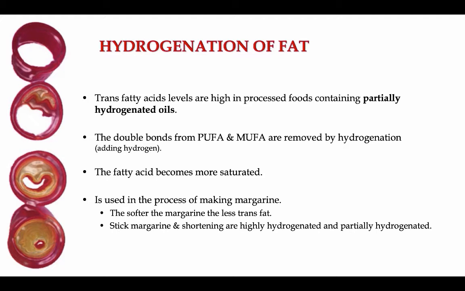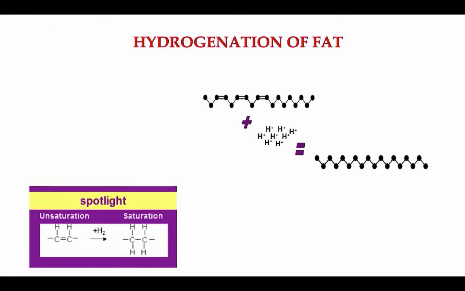There still are hydrogenated fats found in food, but the softer the margarine, the fewer the trans fatty acids found in the product. Stick margarines and shortenings that are more solid at room temperature tend to be more hydrogenated and contain more partially hydrogenated fatty acids. This is to show you what's going on during the process of hydrogenation of fat.